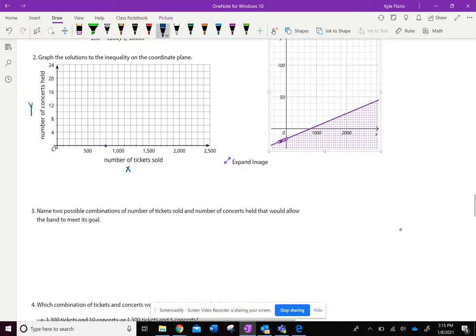Name 2 possible combinations of tickets sold that would allow them to meet their goal. To meet their goal, you just have to be in this region. So you have to be in the positive end of the region. So anywhere in here will work. What are these going up by? This is like 10, 20, 30, 40. So what is this? 10, 2,000. That would work. So if I had 2,000 tickets for 10 concerts, that's in our region, so that will make us at least $20,000.